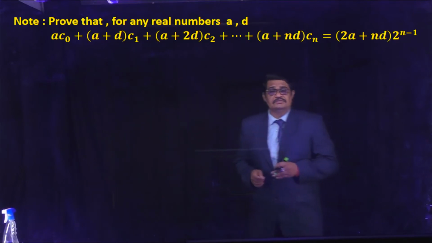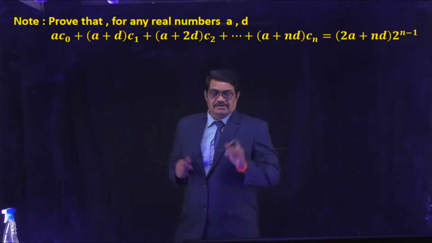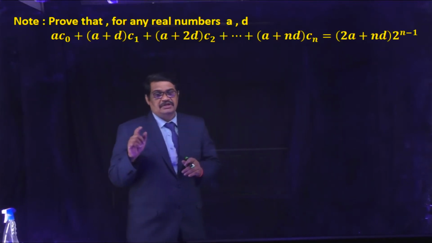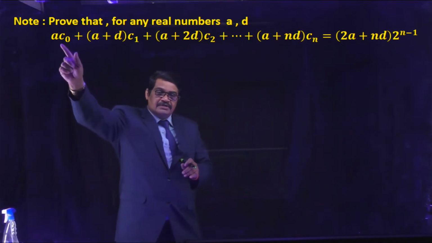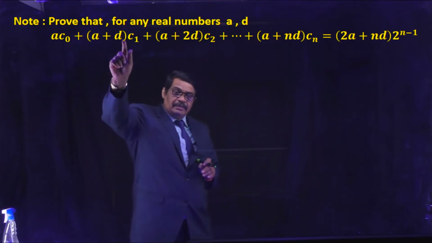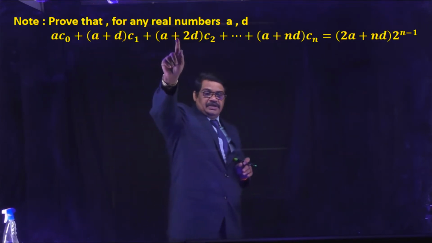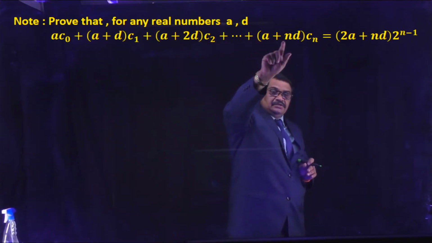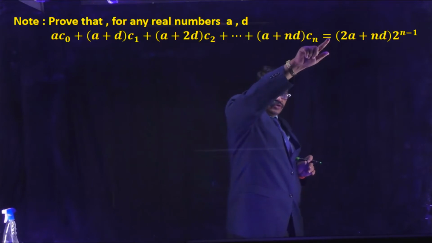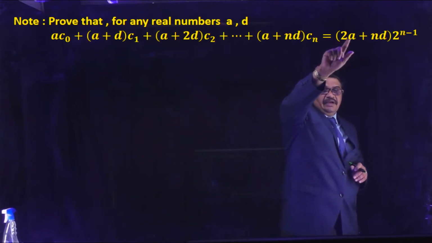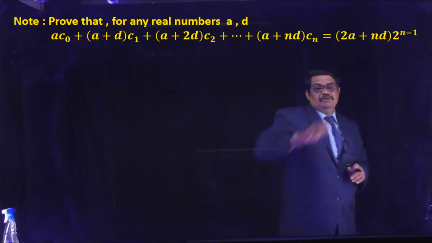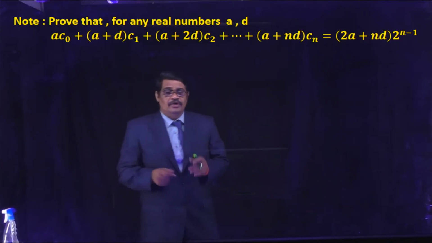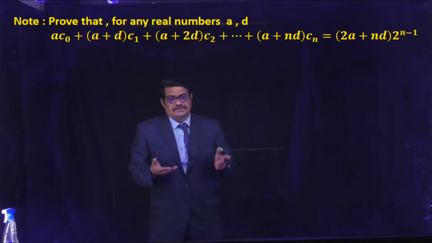Prove that for any real numbers a and d, a C naught plus (a plus d) C1 plus (a plus 2d) C2 and so on, up to (a plus nd) Cn, is equal to (2a plus nd) into 2 to the power of n minus 1. So this is the result. It is very important and is useful many times.